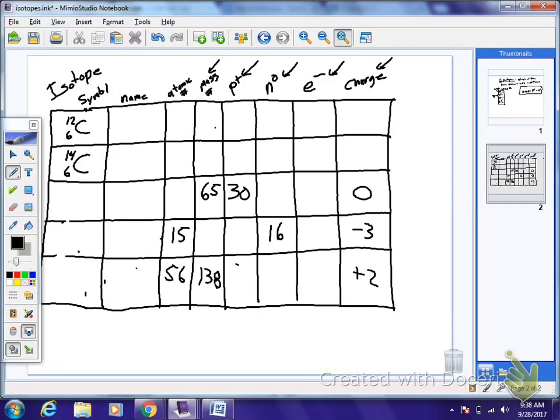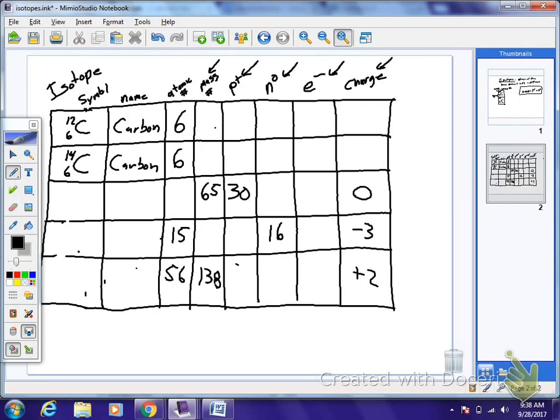Okay? Because you guys know your names now. So C is carbon. Atomic number, what would it be? This is atomic mass, remember? So it's always the lower number. And if you forget, look at the periodic table, and it'll tell you what it is. So it's 6 for both.